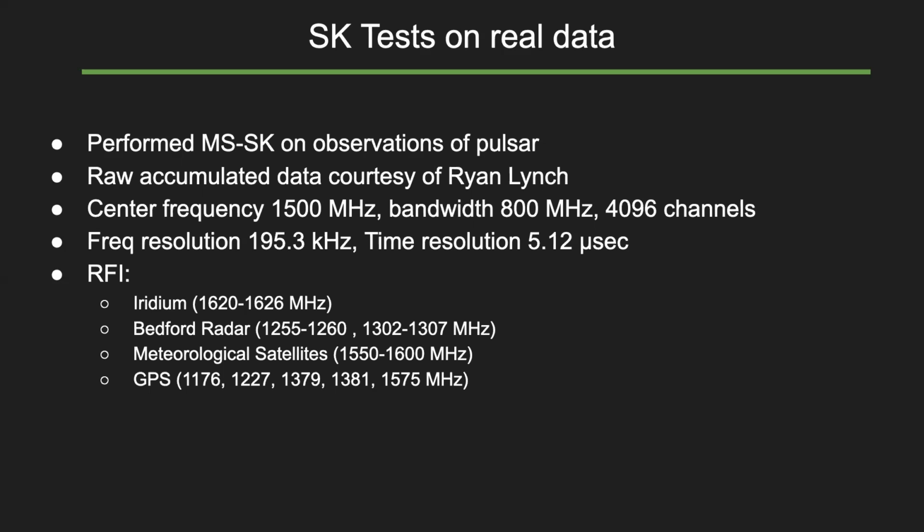But the data set that I'll be showing off in the next couple slides has a center frequency of 1500 megahertz, bandwidth of 800, 4,000 channels. So we have that frequency resolution and the time resolution per unaccumulated spectrum. And so this is the really raw data, and these data files are huge. So there's a lot to look through. But this is pretty much more or less the entire L-band range.